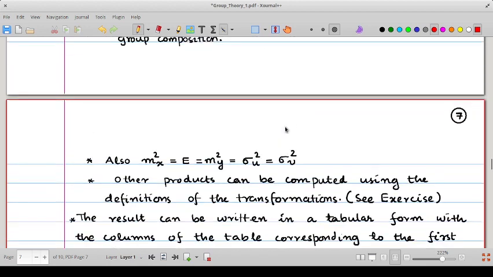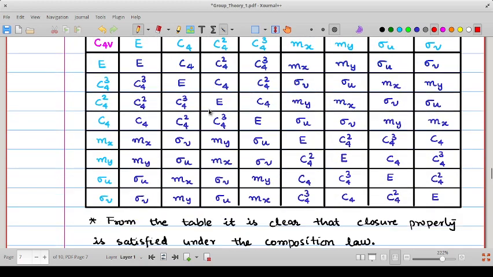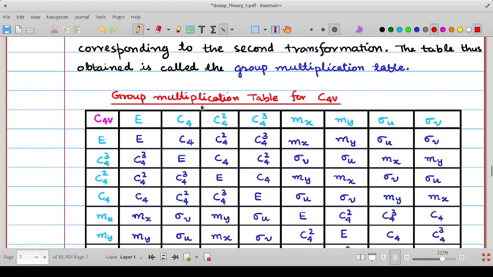A convenient way of representing all these compositions is in terms of what is called the group multiplication table, in which we arrange the products in a tabular form. In this table, we have a header row and a header column, and the row headers correspond to the elements of the group, and so are the column headers.